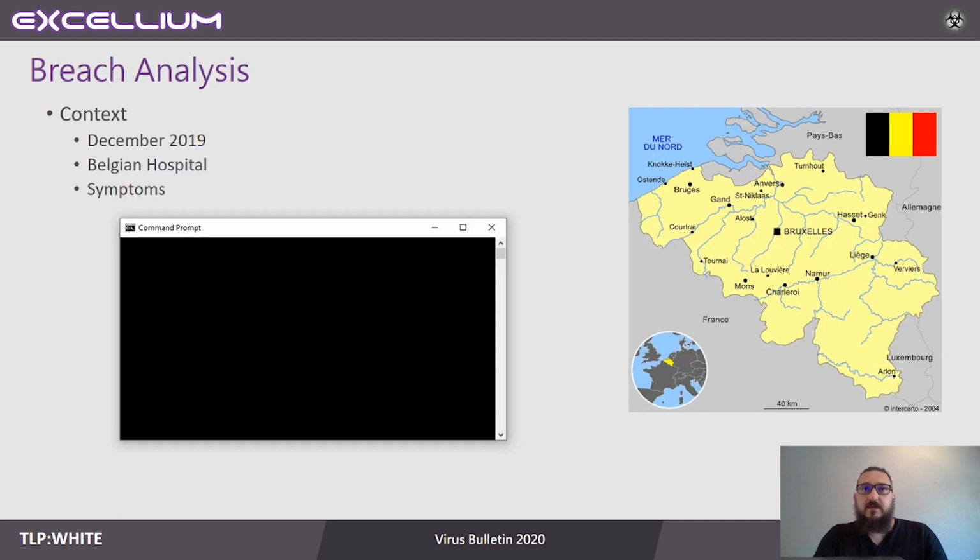So the case. The context is back in December 2019. A Belgian hospital got some information from IOC lists that one of the IOCs was matching in their firewall logs. And on some servers, they found a black screen, a black command prompt, on some consoles.